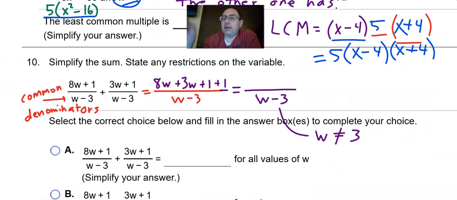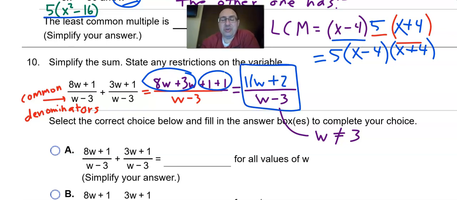We want to add things together. In order to add things together, we have to have common denominators. This particular one already has common denominators, so I don't have to mess with finding common denominators. I can just add the numerators together. When you add the numerators, you add like terms. So you're really adding the 8w and the 3w, which is 11w, and the plus 1 and plus 1 is plus 2. That's your answer.